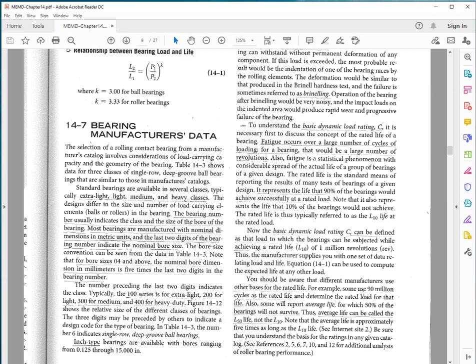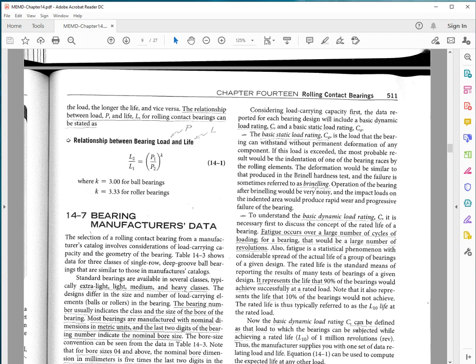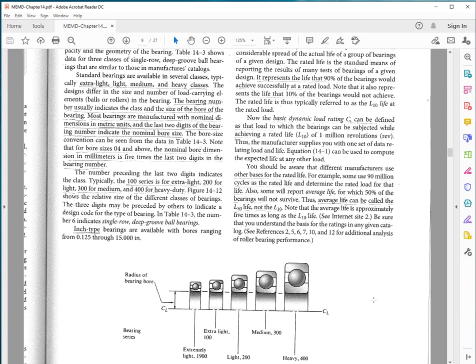Well, failure of what? I said that this is a statistical figure, and it's based on the probability of 50% of a lot of identical bearings, being loaded at that dynamic load rating, having failed. So 50% of them having failed after 1 million cycles. So that's the dynamic.